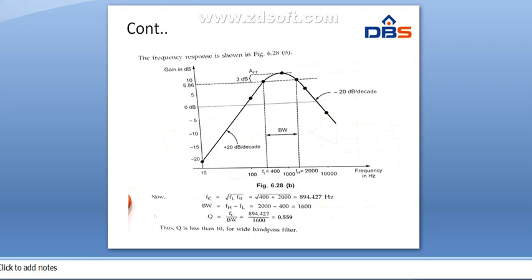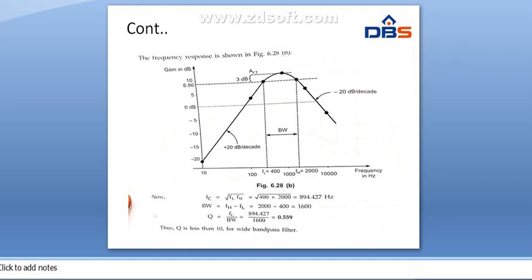Here you know that Fc equal to square root of Fl into Fh. So substitute Fl and Fh, then the center frequency becomes 894.4 Hz. And the bandwidth is Fh minus Fl, that is equal to 1600 Hz. And the quality factor is Fc by bandwidth. So here Fc is 894 Hz and bandwidth is 1600 Hz. Then the quality factor becomes 0.559.